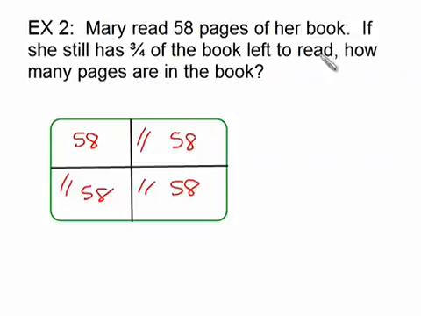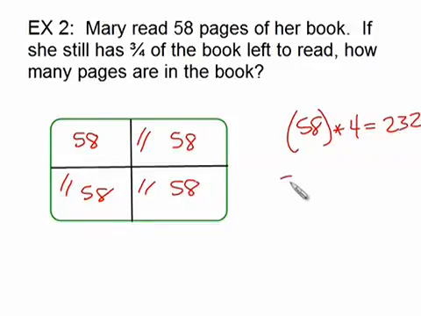So it says, how many pages are in the book? Well, I can see that each quarter is 58. So I would take 58 and I would multiply it by 4 sets of a quarter. And that would give me 232. So this entire book must have 232 pages.